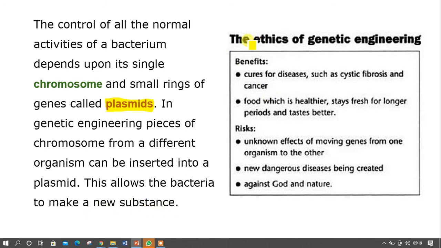Now, there are some ethical concerns about biotechnology, and the ethics of genetic engineering. The benefits: it helps to cure diseases such as cystic fibrosis and cancer. Food is healthier in the case of genetically modified crops, and stays fresh for a longer period and tastes better. But the risks of genetic engineering are the unknown effects of moving genes from one organism to another. New dangerous diseases could be created, and some say it's against God and nature.